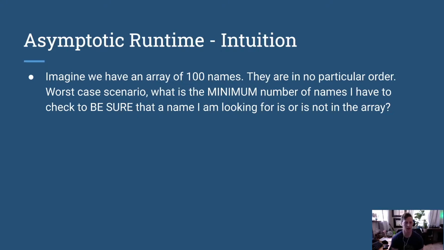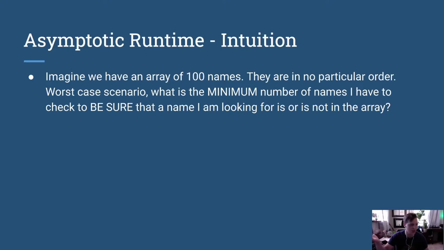And like all my other videos, go ahead and pause at any time to try to answer these questions before I go through the answer to challenge yourself. So in the worst case scenario, if I have an array that's unordered with names in it, the worst case is if the name I'm looking for is not in the array, which means I'll have to look at every single name before I know for sure that the name is not there.